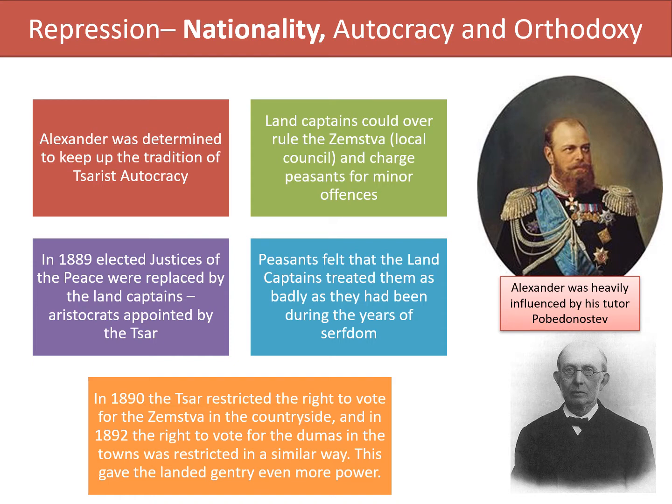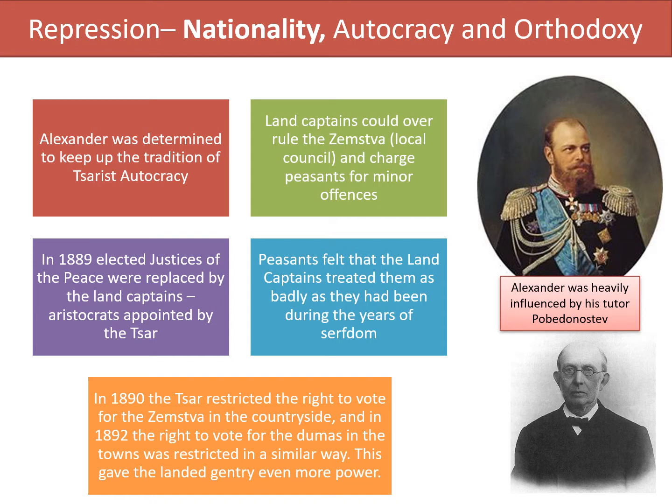They were given powers to overrule and basically take charge of the zemstvas, which were the local councils, and they could charge peasants for minor offences without it having to go any further than that. The peasants didn't like this very much. They felt that the land captains treated them as badly as they had been during the years of serfdom, which they had obviously been freed from, and they didn't like that at all. They were quite upset and felt very downtrodden.